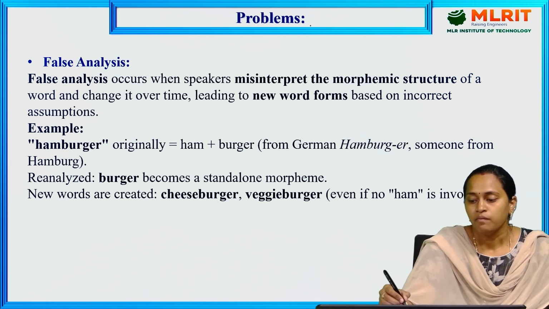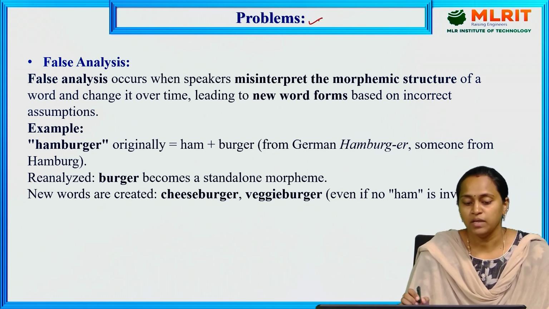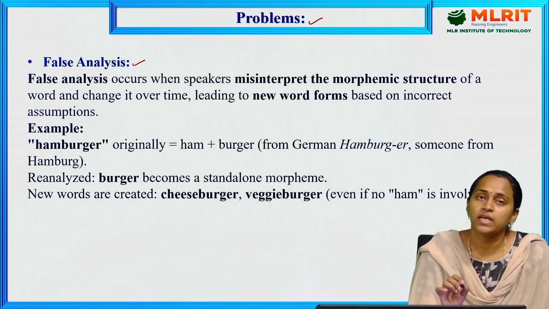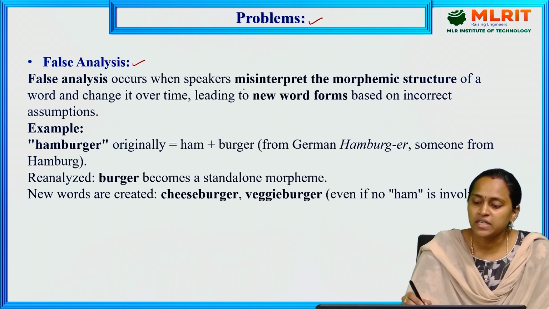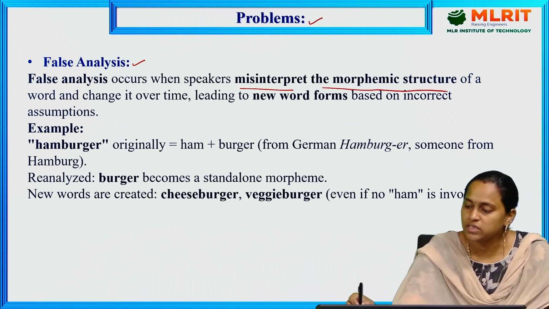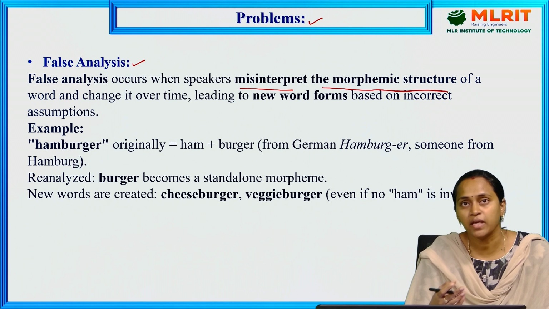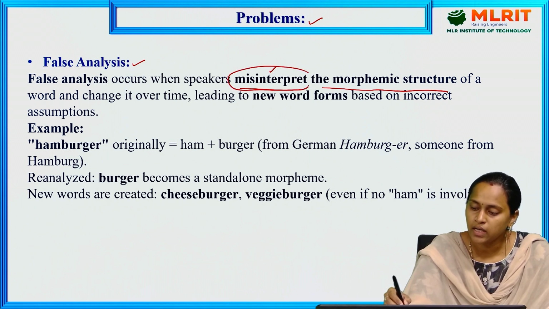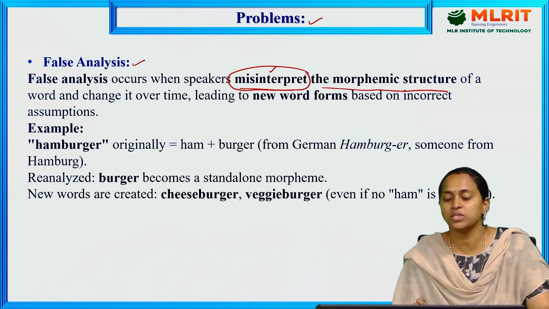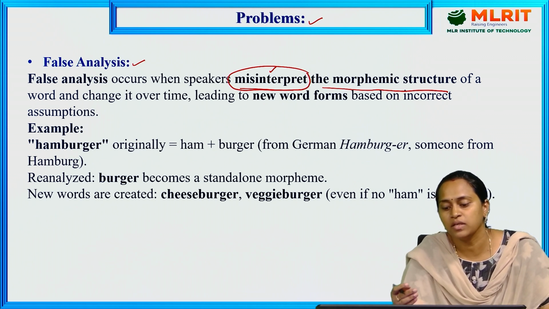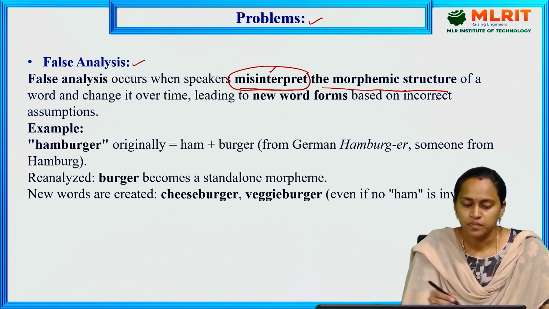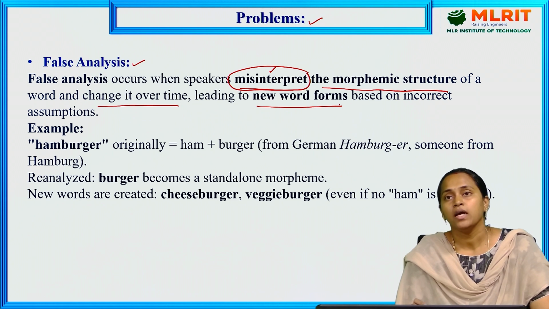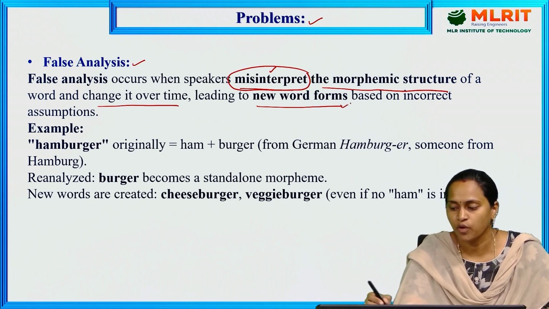Next, which type of problems are we facing in morphological parsing? First one, false analysis. What is the meaning of false analysis? False analysis occurs when speakers misinterpret the morpheme structure. That means the speakers are speaking the words in a misinterpreted form. This is the main criterion in morphological parsing. That means pronunciation. How we are pronouncing the word leads to misinterpretation and changes over time, leading to new word forms.